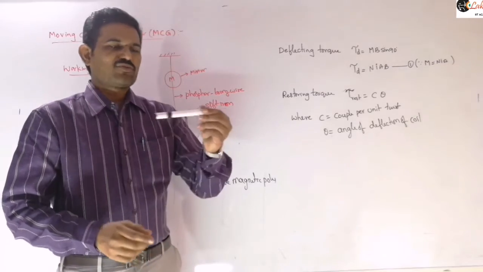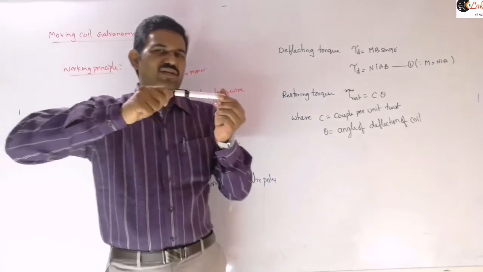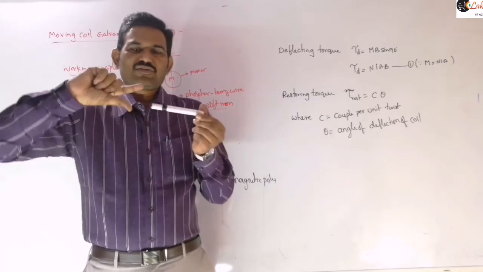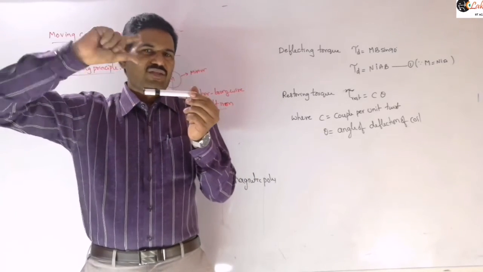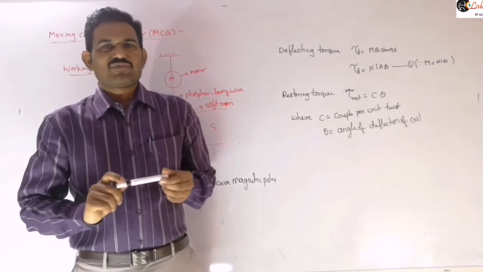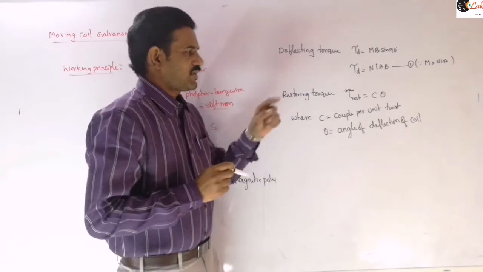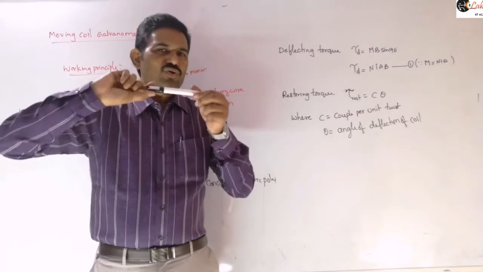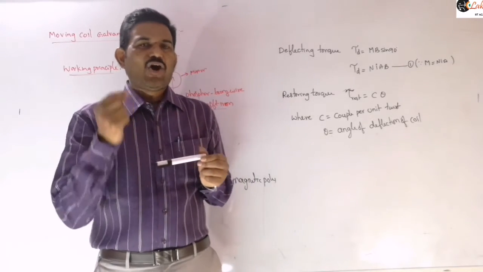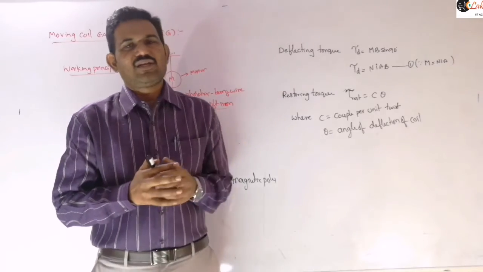Couple per unit twist means, suppose you are taking a wire and you want to twist it, generally we need to apply a couple. Couple means two forces we need to apply. With the upper finger we apply force in one direction and with the lower finger we apply force in the opposite direction, so that the twisting of this wire takes place. Now the couple per unit twist means how much couple we need to apply to turn this end of the wire through an angle of 1 degree. That amount of couple is what we call the couple per unit twist.